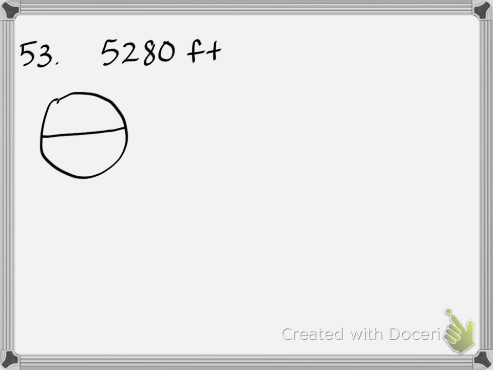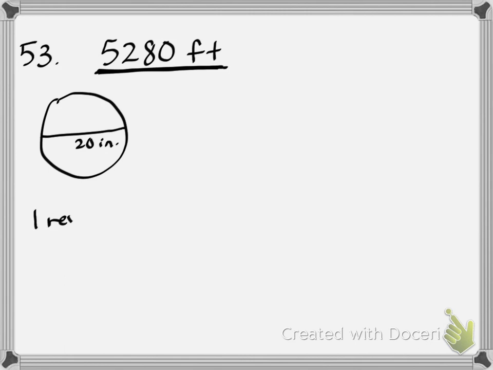Okay, 53. Ling set a goal to ride her unicycle 1 mile, or that's 5,280 feet per day. Her unicycle tire has a diameter of 20 inches. How many revolutions will she need to pedal each day to meet her daily goal? So 20 inches. How many revolutions will she have to pedal to meet that goal?